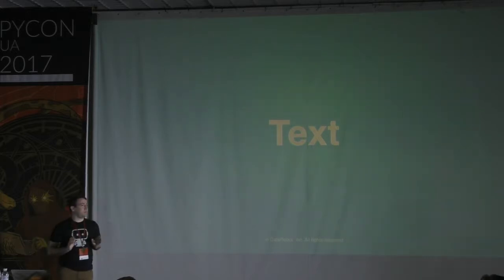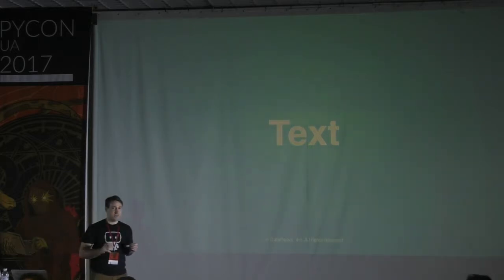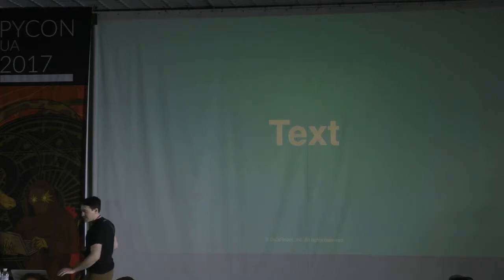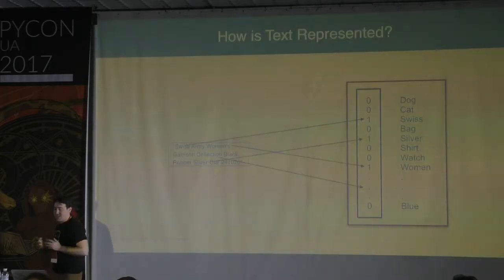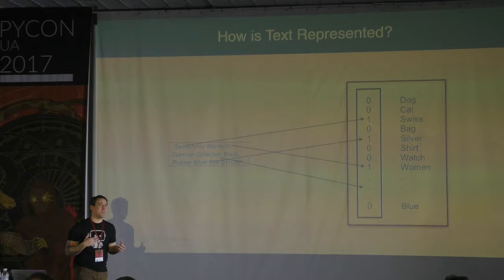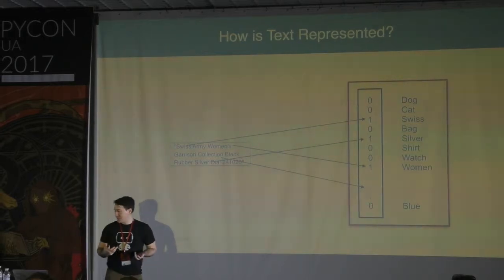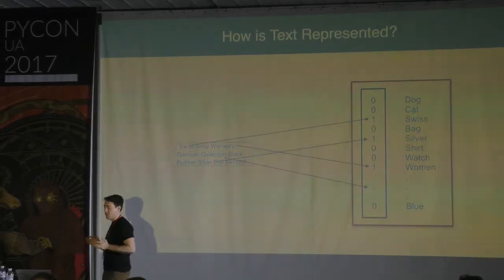Okay, so that was a whirlwind of images, and now we're going to go through the same thing for text. Text data is very similar, where we need to take text and make it into some sort of numeric vector, right? So in this case, we're going to do the same example of our Swiss Army watch.